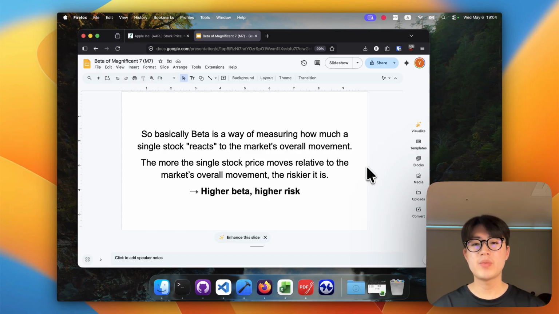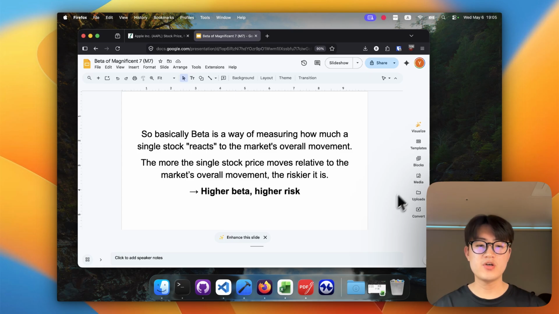So basically, beta is a way of measuring how much a single stock reacts to the market's overall movement. The more the single stock price moves relative to the market's overall movement, the riskier it is. Simply put, higher beta, higher risk.